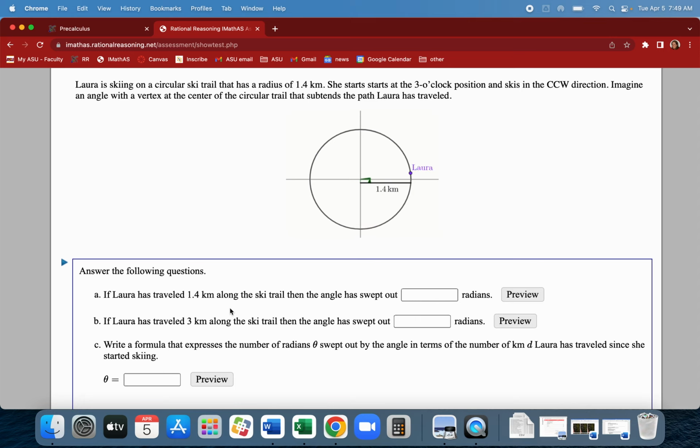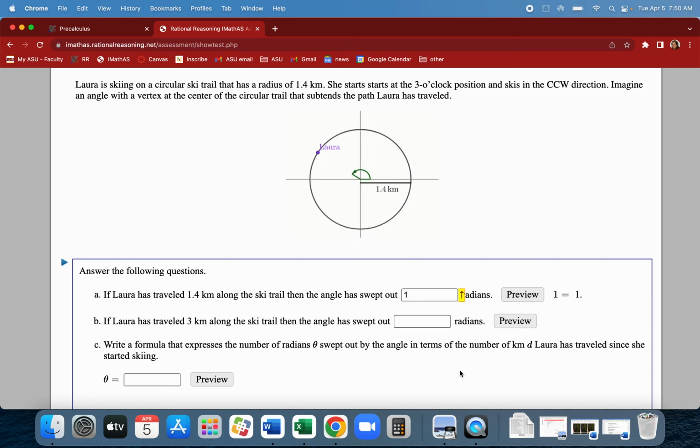But yeah, if she's traveled 1.4 kilometers along this path, that's a circular path with a radius of 1.4 kilometers, then she's traveled 1 radian. What if she's gone 3 kilometers? What computation would we need to do to figure out how many radians, what angle she's traveled through if she's traveled 3 kilometers along the path?